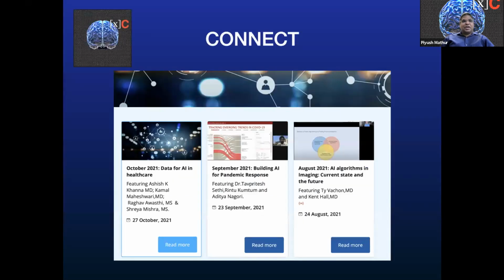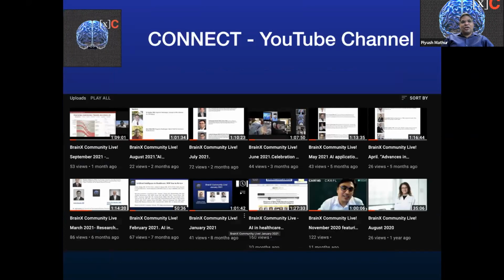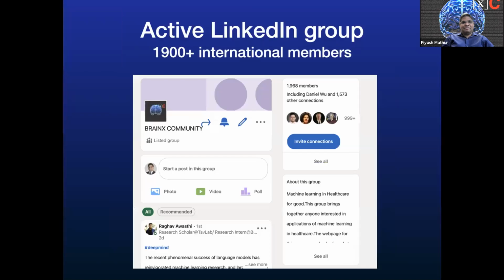Now, the Connect section is the area where we host our prior talks. So if you miss a talk, you can always go there. This is where we host the announcement for an upcoming talk. So if you want to know which is the next upcoming talk, you can find that out. You can read more about the presenters and the topics, etc. And of course, this links to our YouTube channel where you can go. Please subscribe, and you can get the past talks which have been recorded and made available to you.